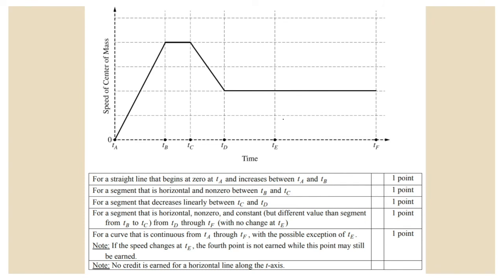1 point for a segment that is horizontal and non-zero between TB and TC. 1 point for a segment that decreases linearly between TC and TD. Now, they did want you to draw the linear decrease from the constant force of friction. You got 1 point for a segment that is horizontal, non-zero, and constant, but at some different value than the higher horizontal portion of the graph here, between TD and TF. And then you got 1 point for a curve that is continuous the whole time, with the possible exception of TE. If the speed changes at TE, the 4th point is not earned, while this point may still be earned.